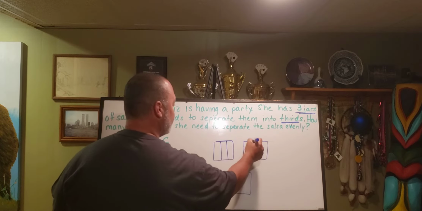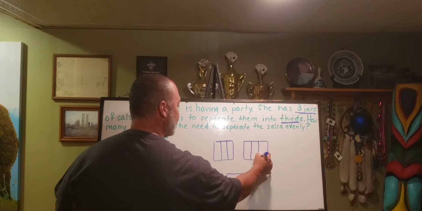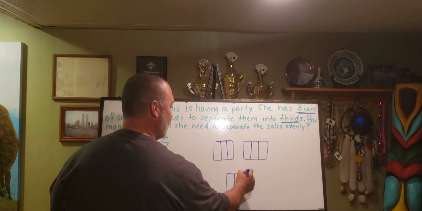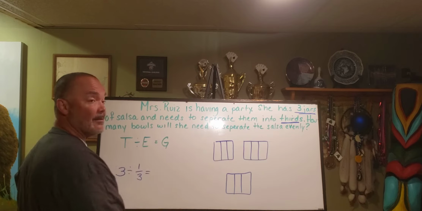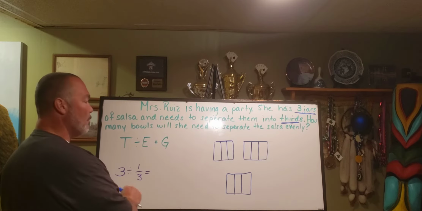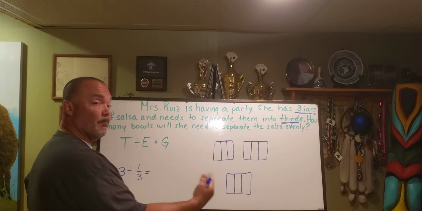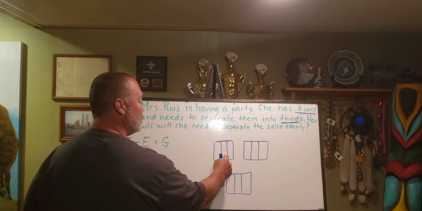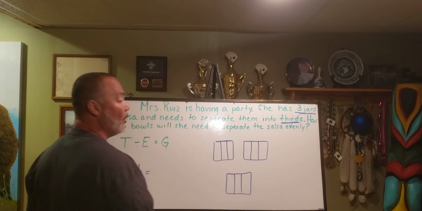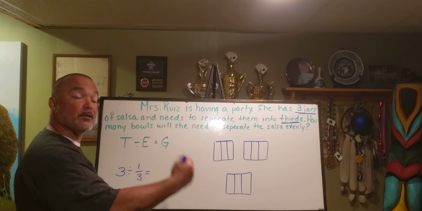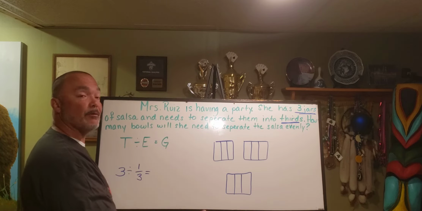So that's 1. That's the second jar. And here's the third jar. Each one of these represents a third. So I have 3 total, with 3 in each, so I can just get my total count. 1, 2, 3, 4, 5, 6, 7, 8, 9. Or I know that if I skip count by 3s, it's 3, 6, 9. Or 3 times 3 is 9.